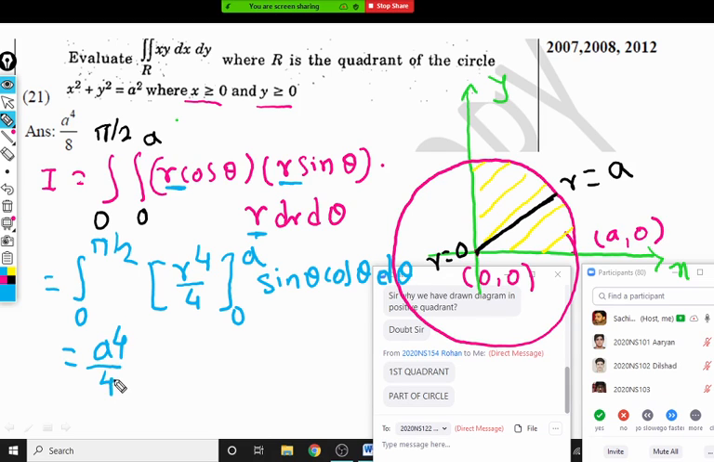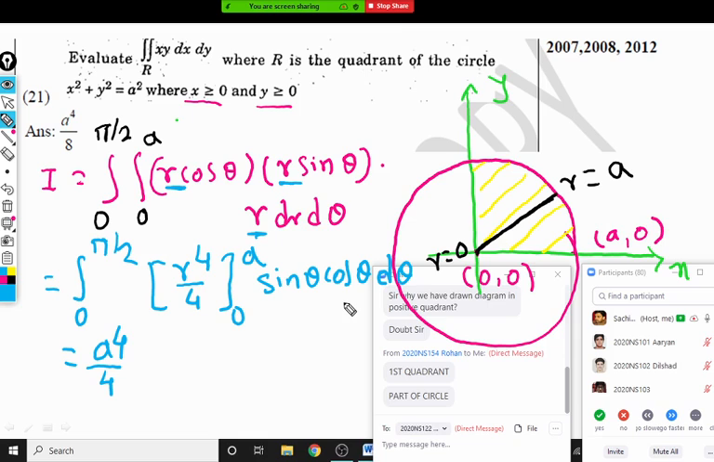And how to integrate this now? Sine theta cos theta. Multiply and divide by 2. One of the ways is to multiply and divide by 2, and when you do, it becomes sine 2 theta, and the integration of sine 2 theta will be minus cos 2 theta upon 2. That is one of the ways.